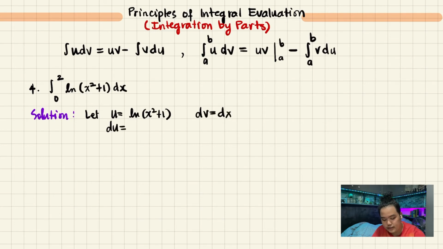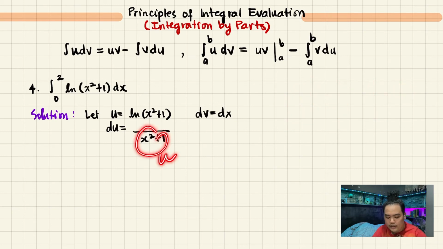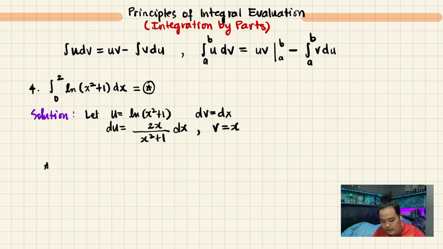Compute du. What is the derivative of this? 1 over x squared plus 1. Kasi ang derivative with respect to x ni ln ng u is 1 over u times derivative ni u with respect to x. Okay, so ito yung u mo. What is the derivative of that with respect to x? 2x by chain rule. And then for this part, I integrate. And let us apply the IBP formula. Itago ko na lang to sa pangalang star para hindi ako maubusan na espasyo.